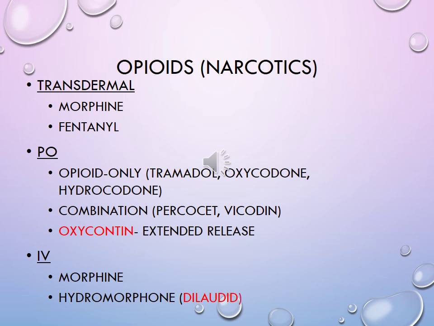The different types are transdermal, so your morphine, fentanyl patches. PO could be your opioid only, like tramadol, oxycodone, hydrocodone, or combination Percocet, Vicodin. Or you can have the OxyContin, which is the extended release. In IVs, we could do morphine, hydromorphone, or Dilaudid.